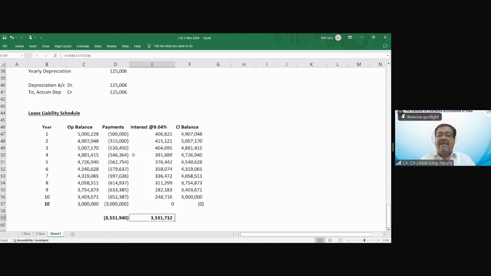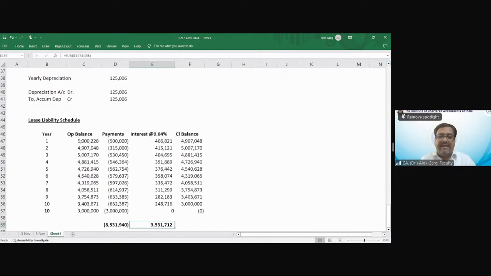What is your opening balance of the liability? 50 lakh. So 50 lakh plus 35 is coming out at 85 lakh. Right? What is my annual payments? My annual payment is this one. What is my accounting entry?